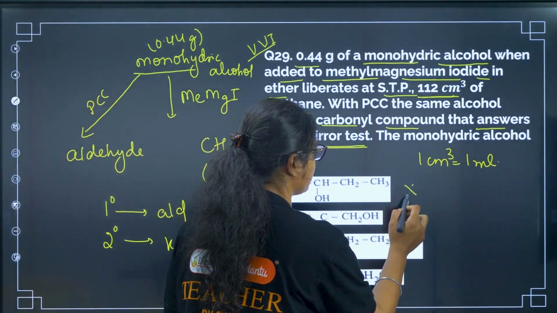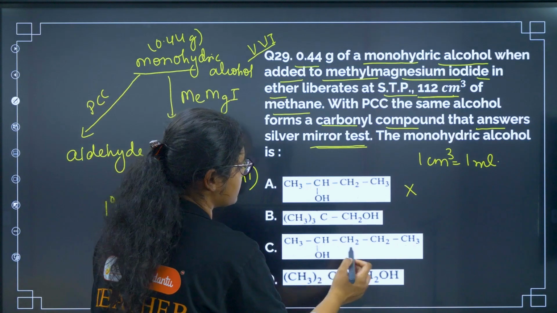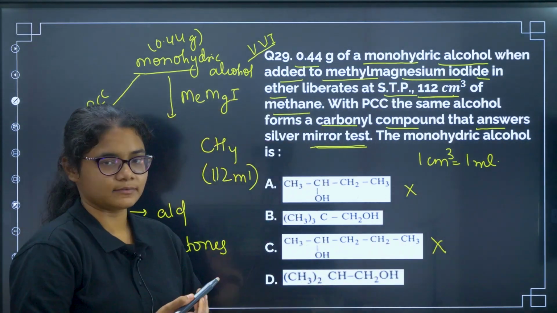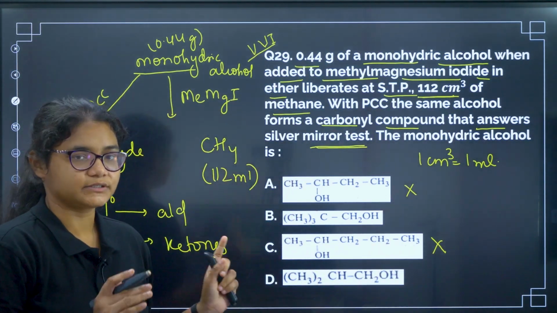This is a secondary alcohol. We can eliminate this option. This is also a secondary alcohol. We can eliminate this one. So we are left with option B and option D.